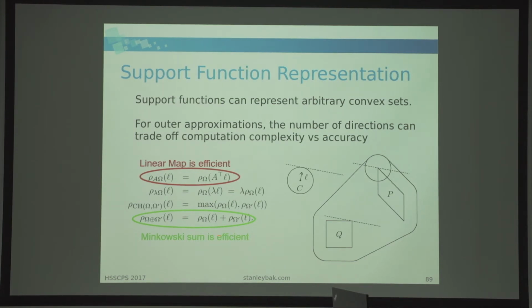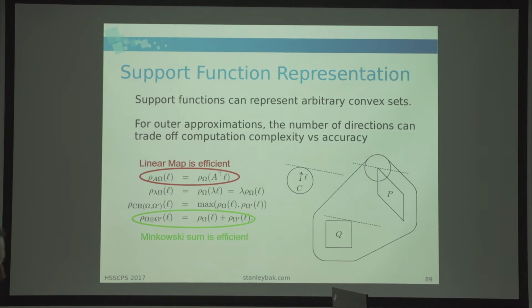Another thing is Minkowski sum is efficient. Right? Minkowski sum consists of just adding support functions together. So if we have 3 sets, I believe, here, the set C, the set Q, and the set P, if I want to evaluate the support function in some direction of the Minkowski sum of these sets, I can just evaluate them individually and add them together.